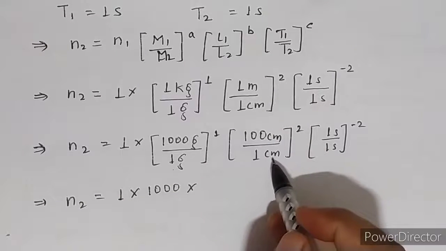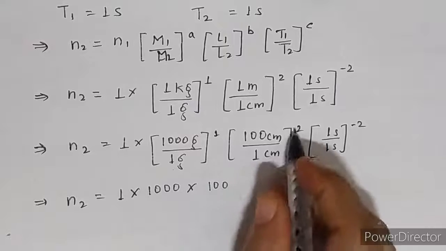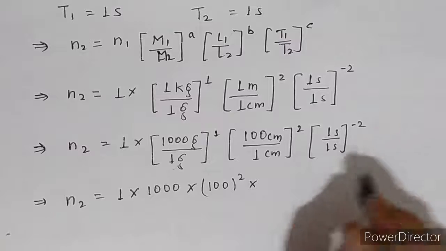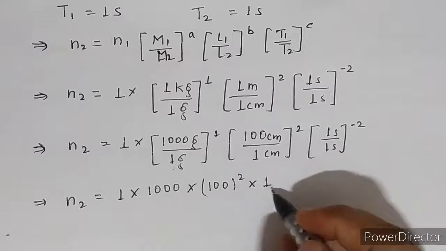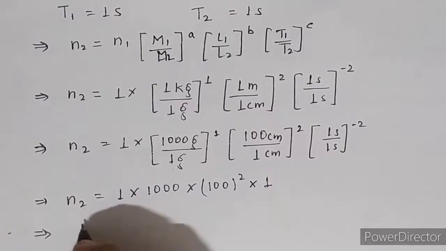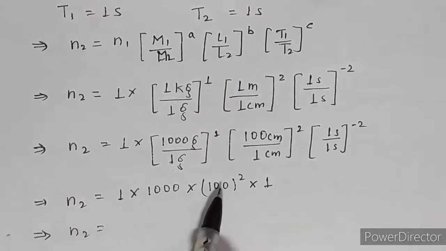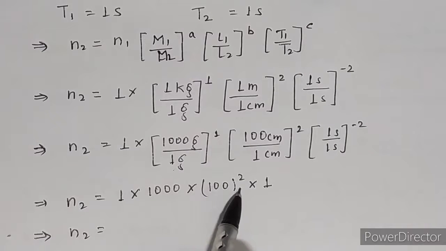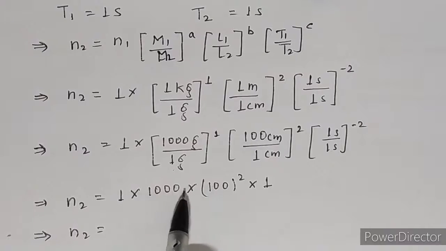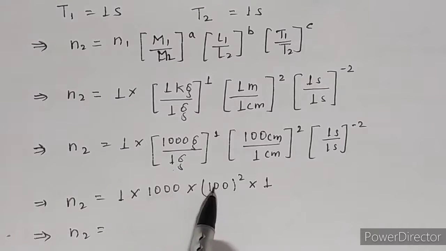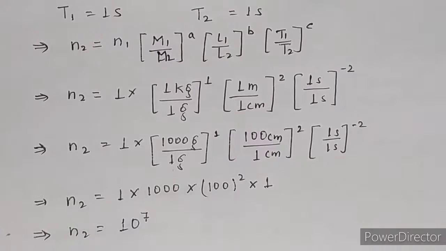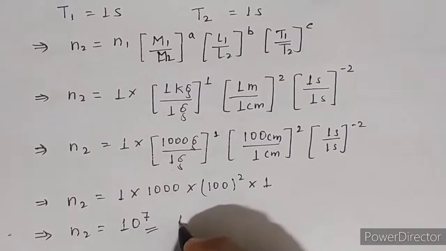100 centimeter divided by 1 centimeter, then it is 100 only, power is 2. 1 second divided by 1 second is 1, and power minus 2 does not affect the value. Then here 100 square is there, means 4 zeros are there, 4 zeros are here, 3 zeros are here, so total 10 to the power 7: 1, 2, 3, 4, 5, 6, 7. So 10 to the power 7 will be your answer.